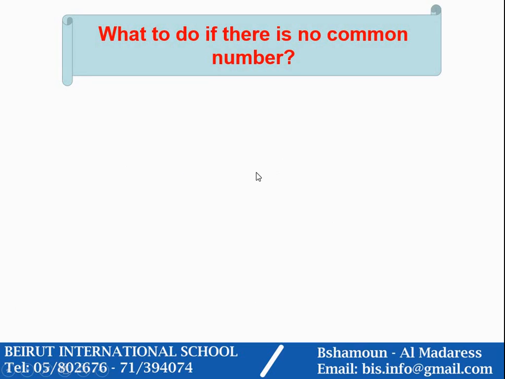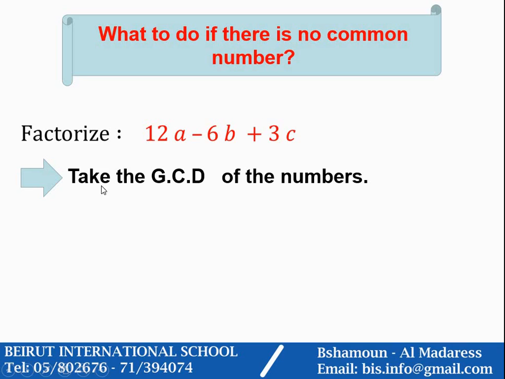But what to do if there is no common number? Sometimes you have no common number. For example, 12a minus 6b plus 3c. The numbers are 12, 6, and 3. There is no common number between them. So what to do? You take the GCD of the numbers. You know the greatest common divisor. So you calculate the GCD of the numbers 12, 6, and 3, and you take it as common.